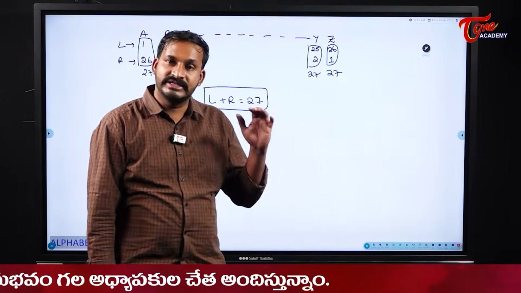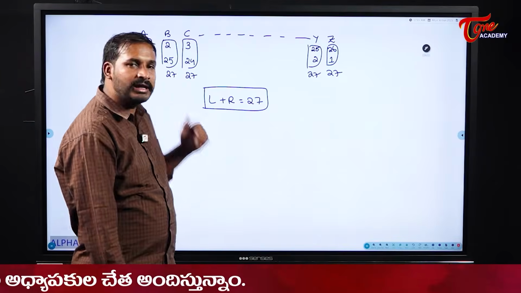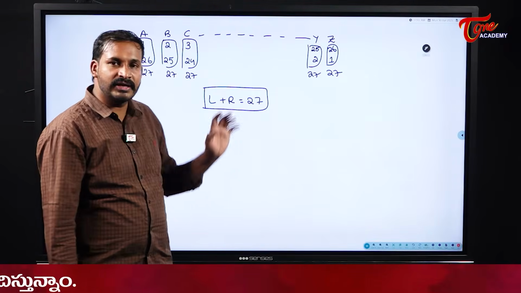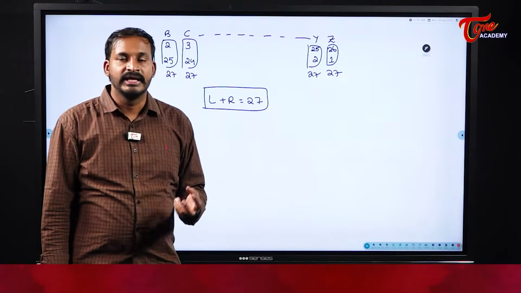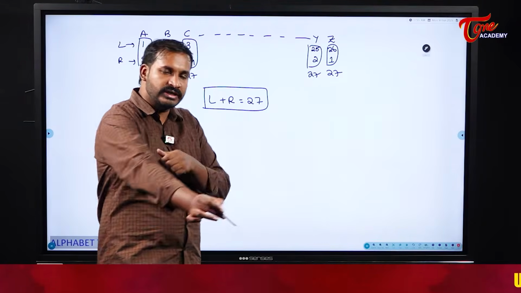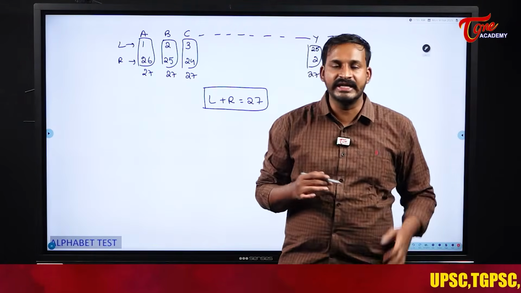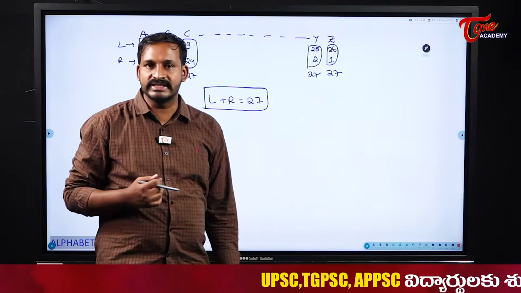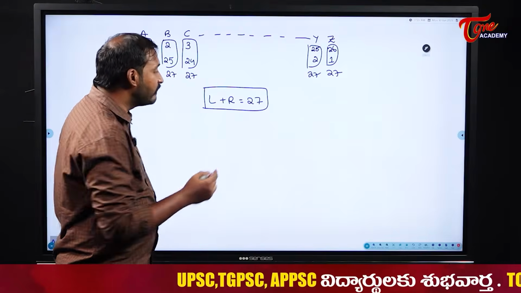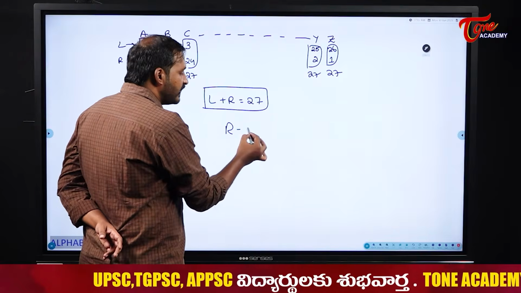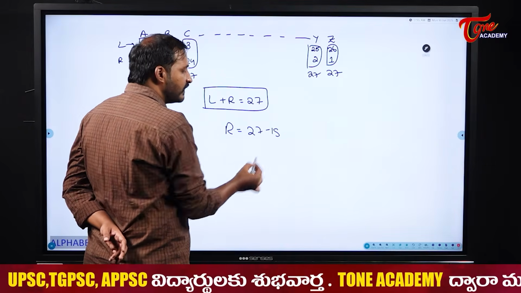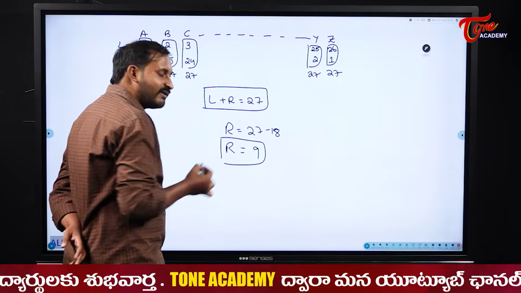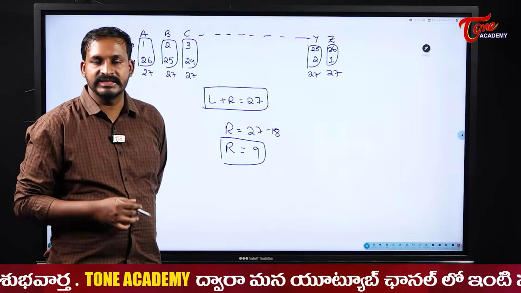Just now we have learnt all the place values from the left side. Because students, we have learnt that R is the 18th from the left side. Now the same R, what will happen from the right side? Very simple: 27 minus 18. R will become the 9th alphabet from the right side.